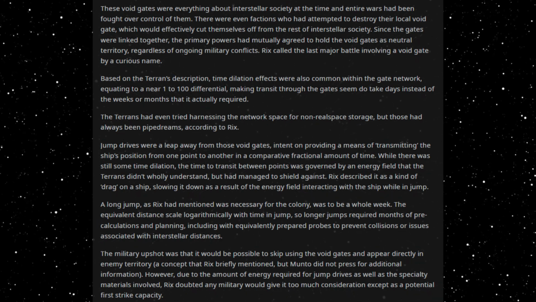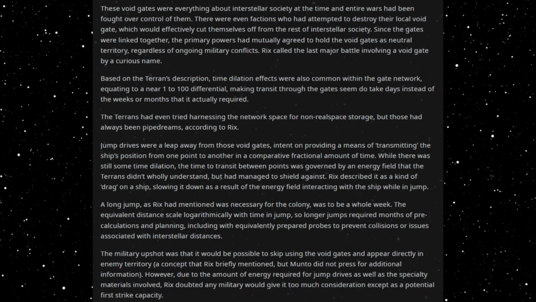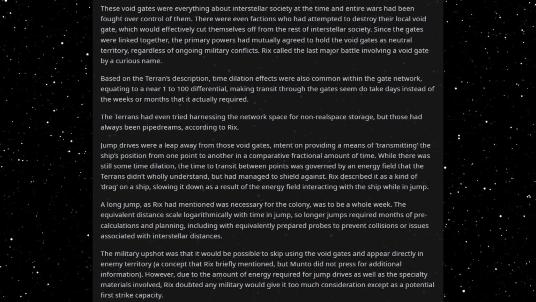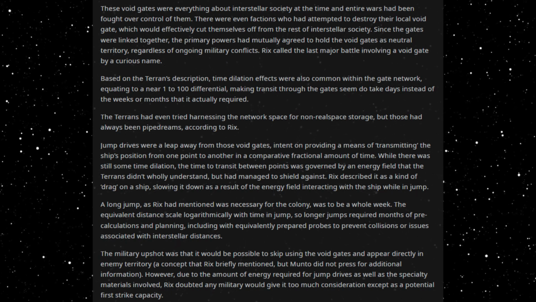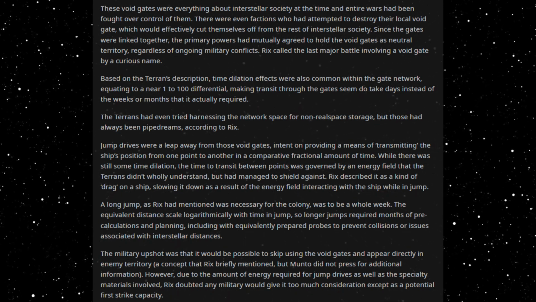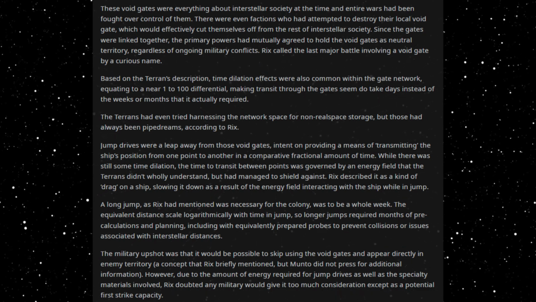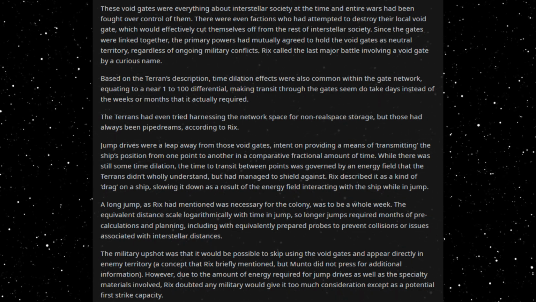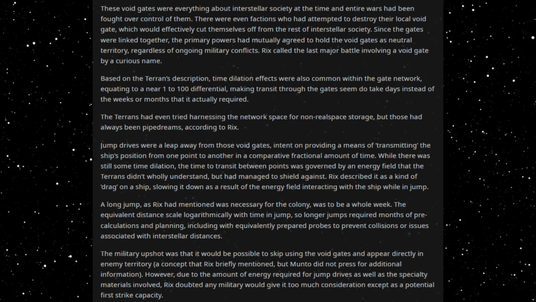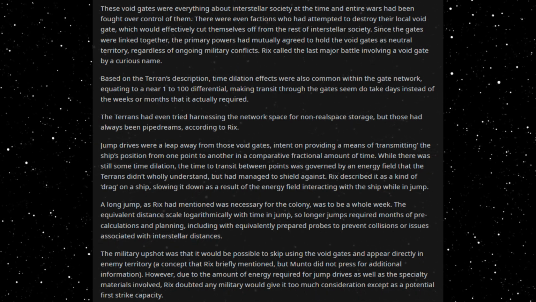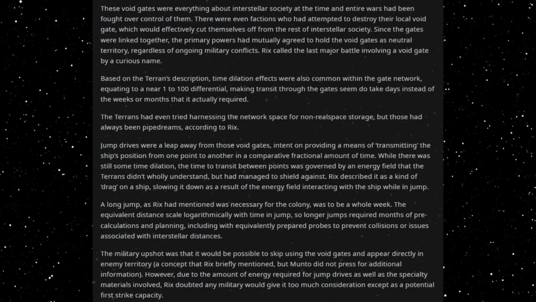Based on the Terran's description, time dilation effects were also common within the gate network, equating to a near 1 to 100 differential, making transit through the gates seem to take days instead of the weeks or months that it actually required. The Terrans had even tried harnessing the network space for non-real space storage, but those had always been pipe dreams, according to Rix.